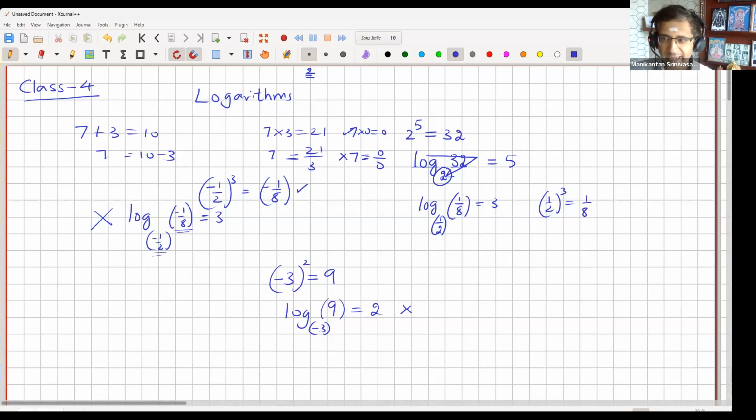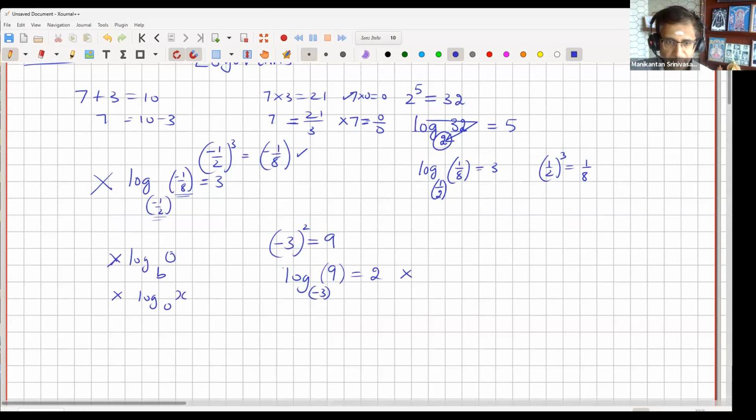I said cannot be negative. It cannot even be 0. So log of 0 to any base is not defined. Log of any number x to the base 0 is also not defined. Okay, so all of these are not defined. Further, one other thing is not defined. Okay, what is that? Log to the base 1.